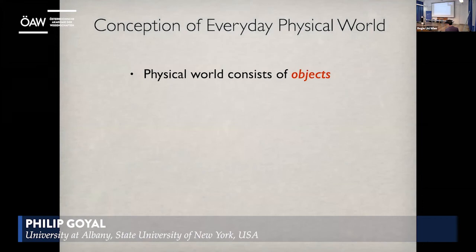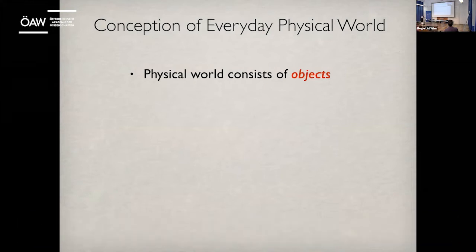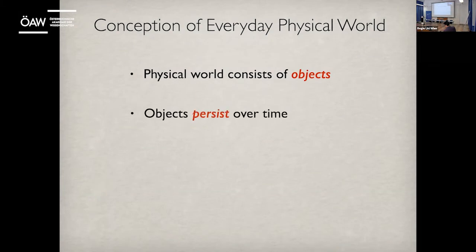In our everyday conception of the physical world, the world out there, we think of the world as consisting of objects which have their own existence independent of our observation. And we regard those objects as persisting over time, which allows us to think of our sensations, for example, our visual sensations, as the appearances of physical objects at some moment during their life history.